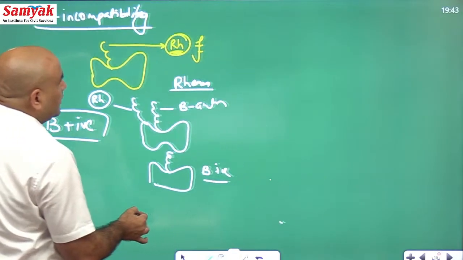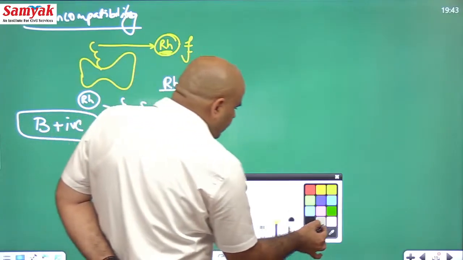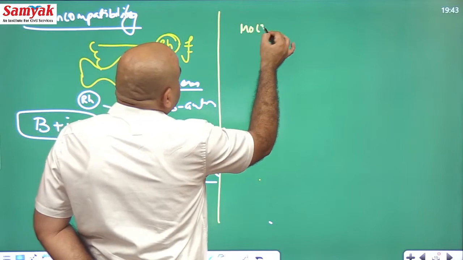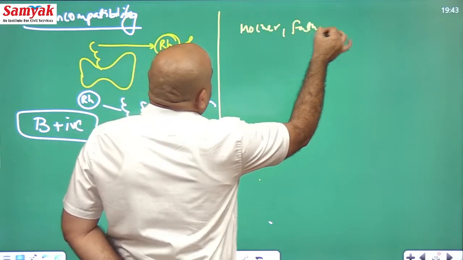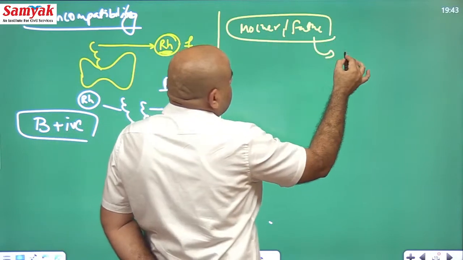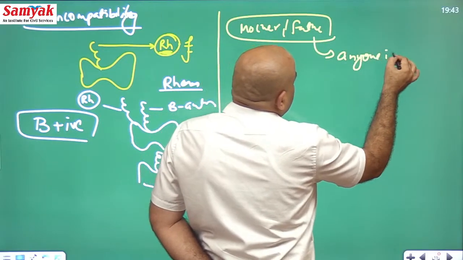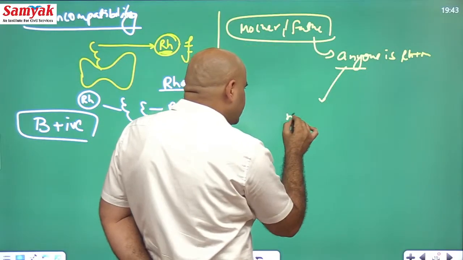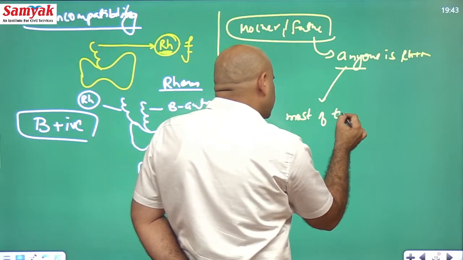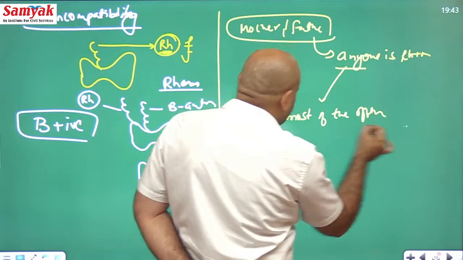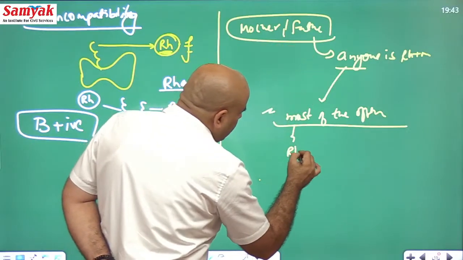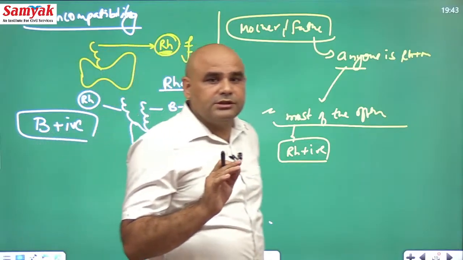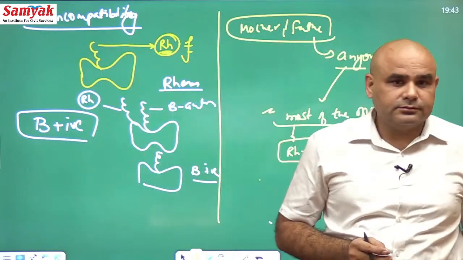Now you have to remember one thing, that if the mother or father, any one of them, is RH positive, then there will be chances that most of the offspring or kids will be RH positive. I'm not saying 100%, but most of them will be RH positive.